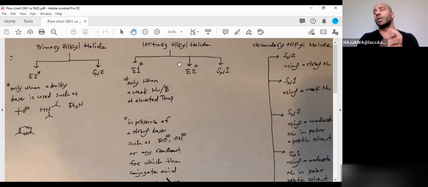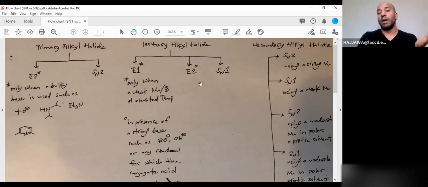What happens if I have a tertiary alkyl halide? I have the possibility of running SN1, not an SN2, E1, or E2. So let's start with the easiest one, E1. When will the tertiary alkyl halide go through E1 mechanism? Only when there is a very weak base being used, such as water or alcohol, and there is heat involved. As you can see here, a weak nucleophile or base at elevated temperature. That's the only way how we could eliminate a tertiary alkyl halide.